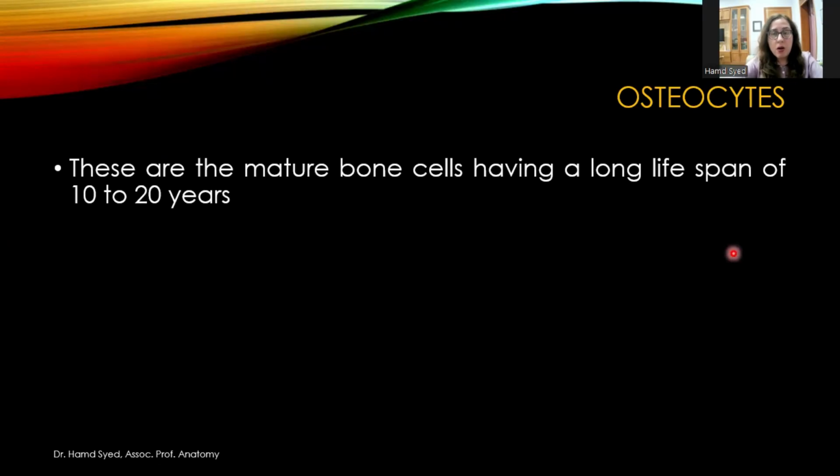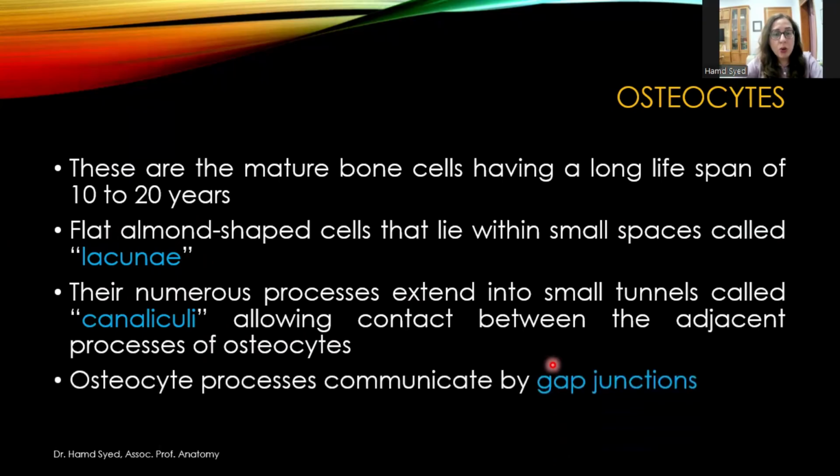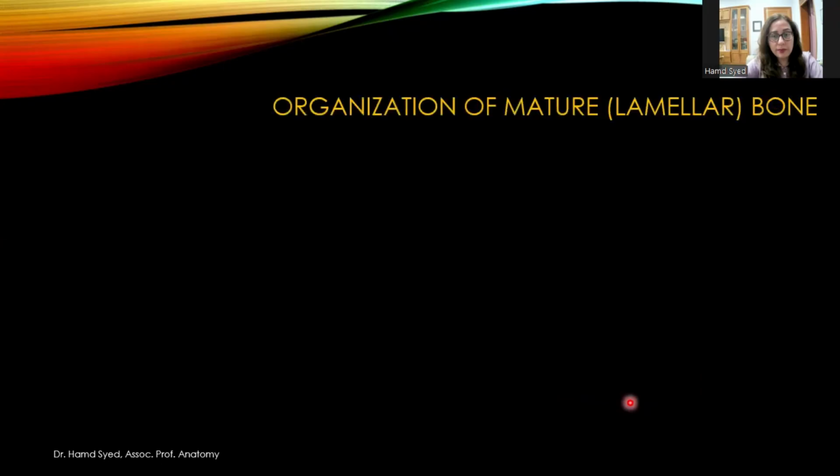The osteocytes are the mature bone cells. They have a long lifespan of about 10 to 20 years. So the cells which are primarily forming the bony tissue itself are the osteocytes. These are flat almond-shaped cells that lie within small spaces known as the lacunae. Their numerous processes extend into small tunnels, which are called the canaliculi, and this allows contact or communication between the adjacent processes of the osteocytes. Osteocytes' processes communicate by gap junctions.